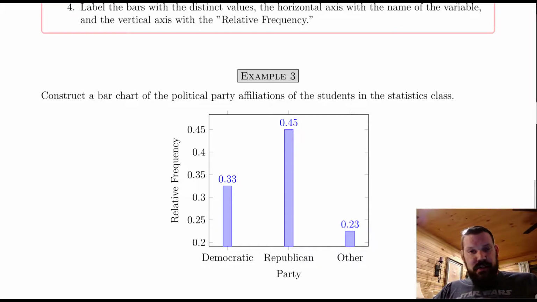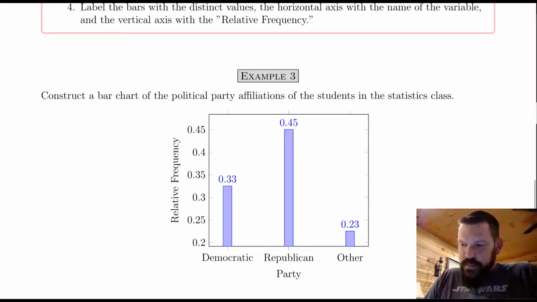If I'd changed it and done the frequency of students, the graph actually would look identical to what we see right here, but it would just have different values on the vertical axis, and it would have different values above each bar, indicating the exact values that are represented by those particular bars.